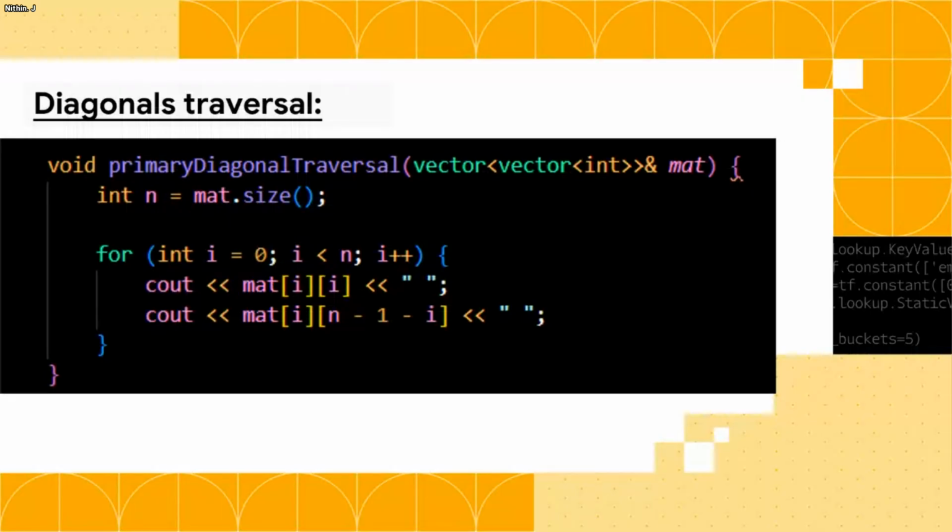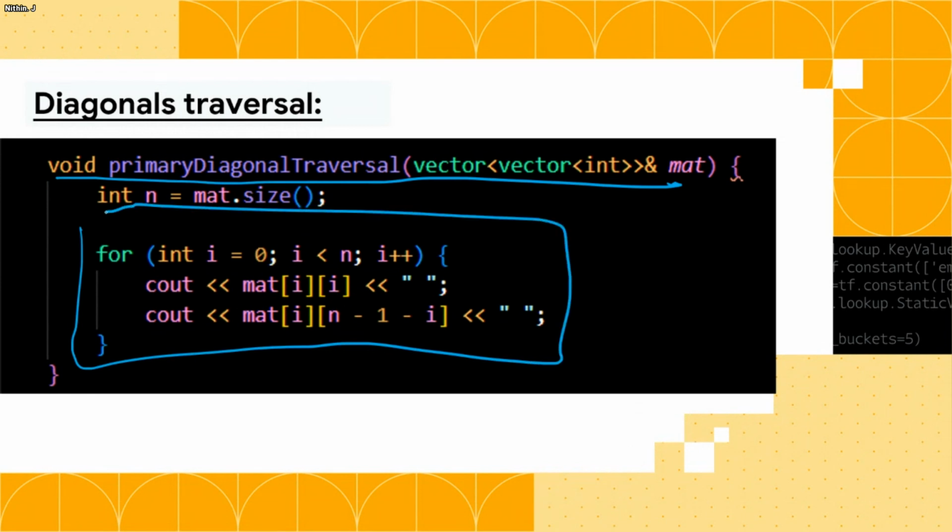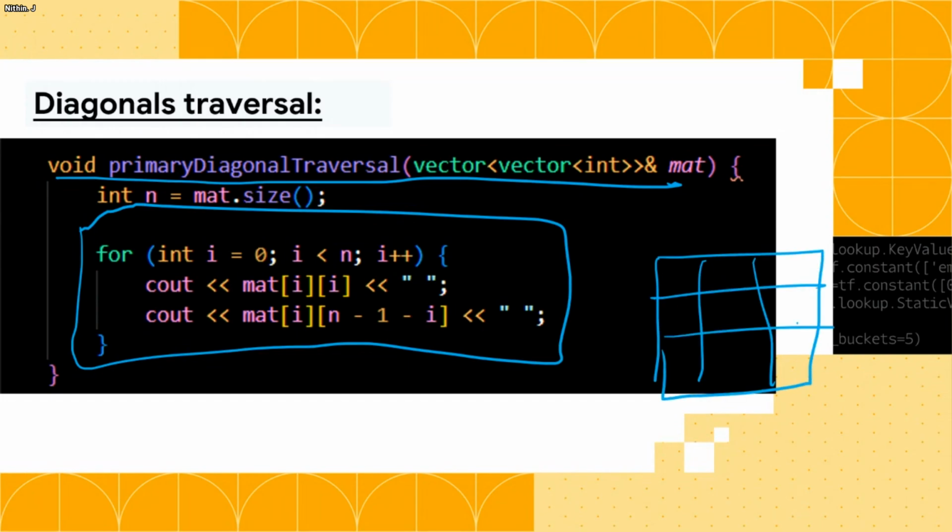And coming to one of the most important, the diagonal traversal. So don't worry about this, guys. Just look at this part of the code, where, for simplicity, let's take a 3 cross 3 matrix. Just write the indexes and let's fill it. So this is 10, 11, 12, 13, 14, 15, 16, 17, and 18.